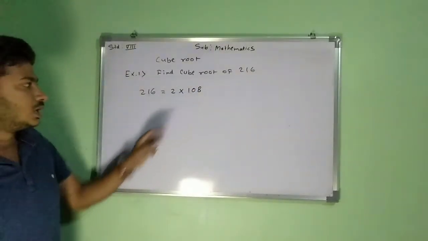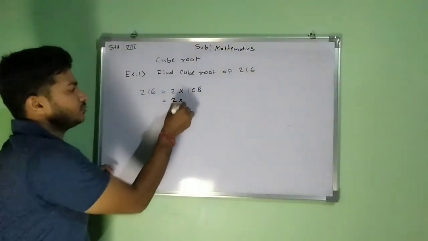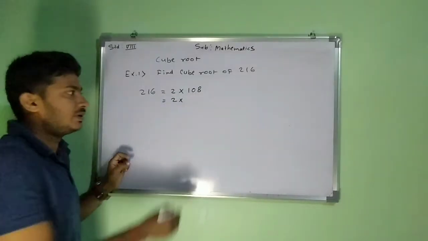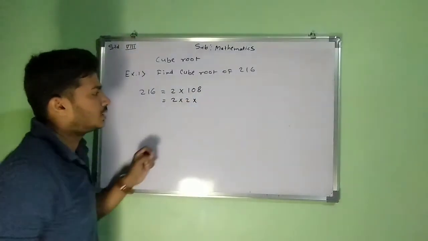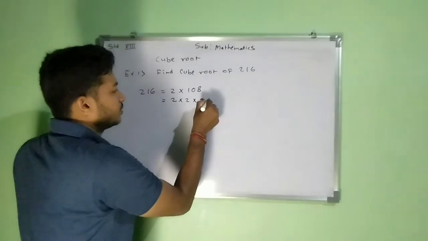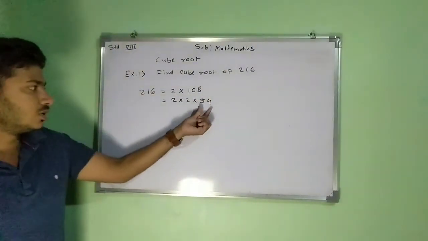Okay. Now again, here we have 108. Now that 108 is also divisible by 2, and 2 is a prime number. So after dividing that 108 by 2, we will get 54.